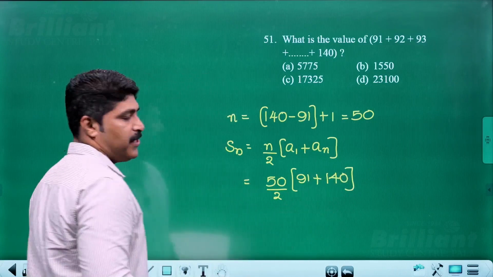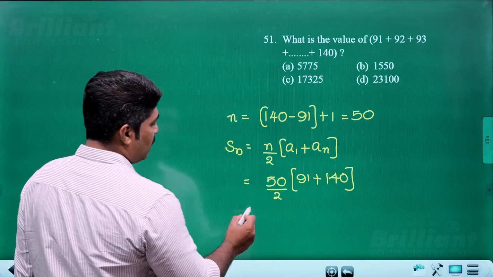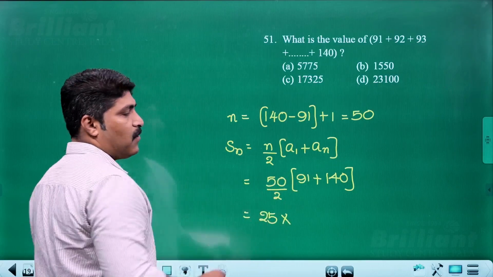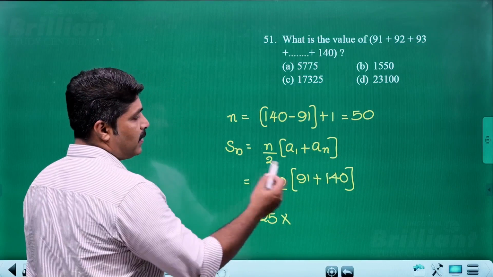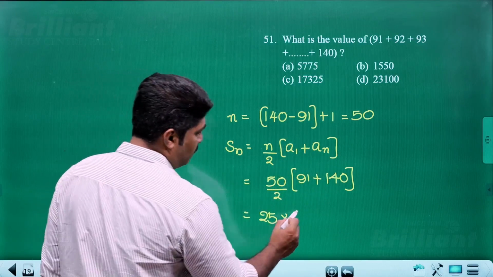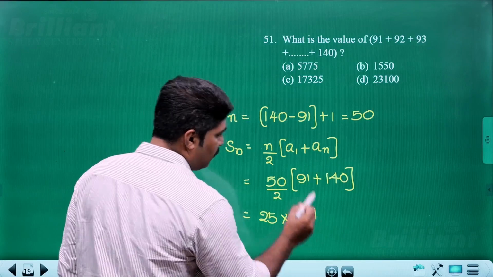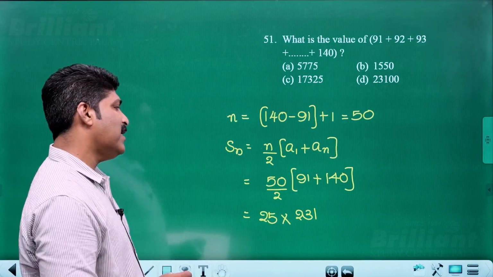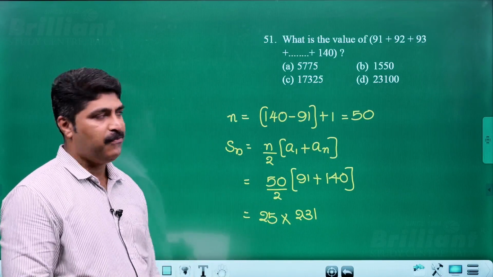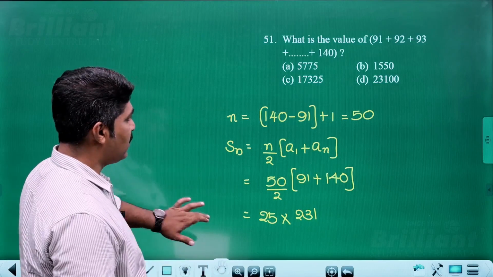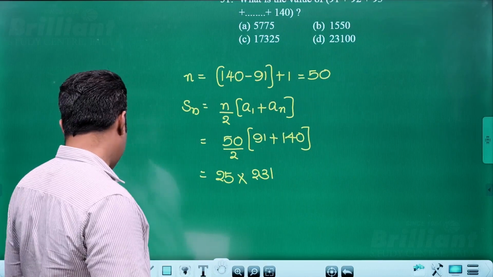So just simplify it. This is 25 into the sum of these values, which is 140 plus 91, that is equal to 231. Now just multiply it. I will teach you an easy way to multiply any number by 25. There is a tricky approach for this kind of multiplication. How do we do the multiplication effectively here?